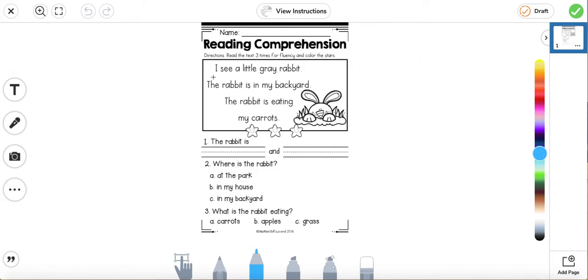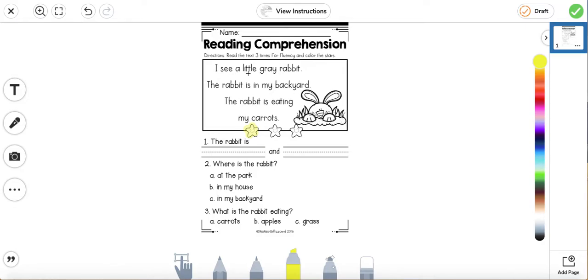Let's start. I see a little gray rabbit. The rabbit is in my backyard. The rabbit is eating my carrots. So we read it one time, so we're going to go ahead and color 1 star. Okay, let's read it again.